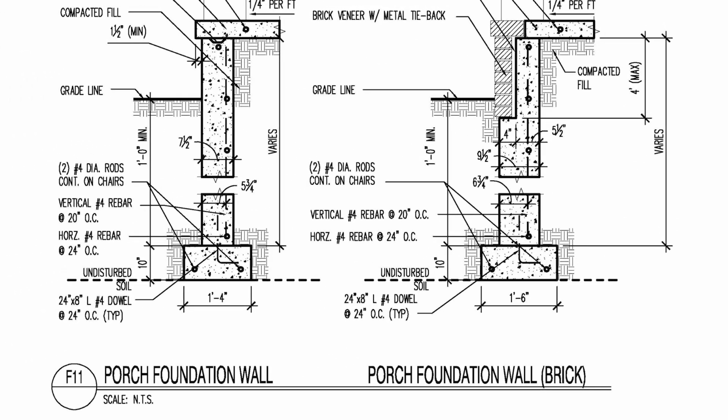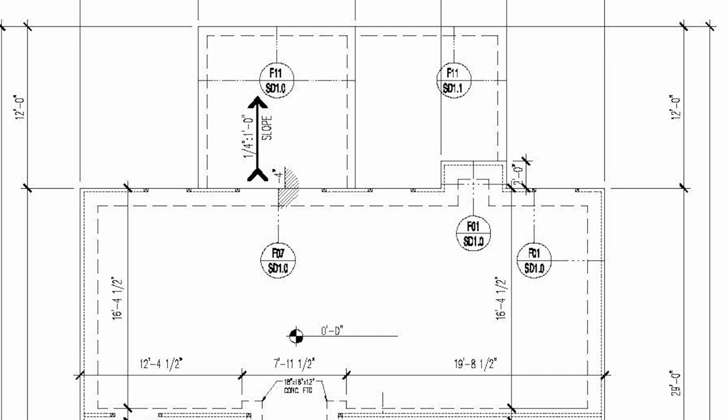And here is your F11. Now, this is giving us two options for that F11. It's giving us the porch foundation wall and the porch foundation wall with brick. And if you look at it, the brick is not just stuck to the outside of this thing. They actually offset that concrete a little bit so that the brick is sitting in like a ledge. So it is slightly different.